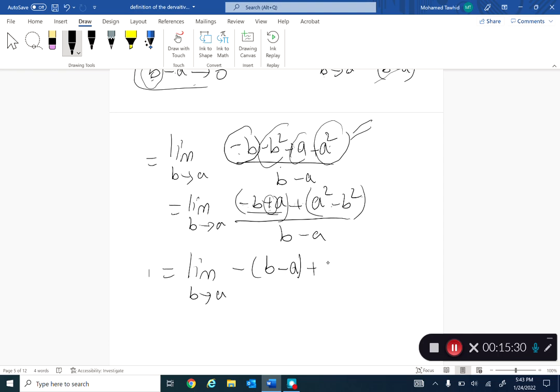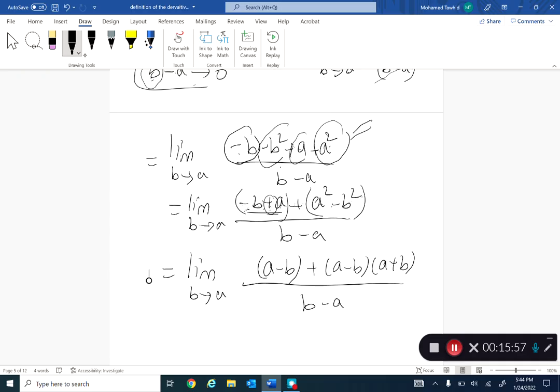I can factor this as a minus b multiplied by a plus b. Right? I can factor this one as a minus b multiplied by a minus b, right? So if you want, I could do this one here like this too. And what do you have here? A minus b, a first and then minus b, and then the whole thing divided by b minus a.